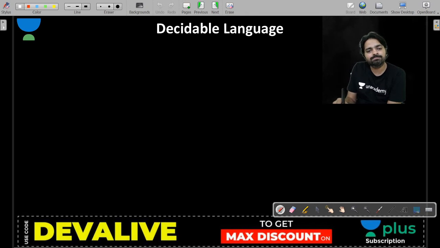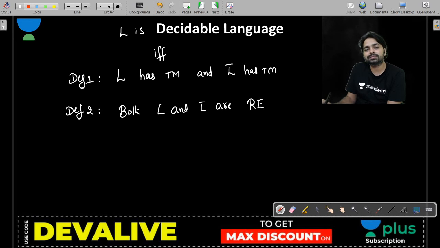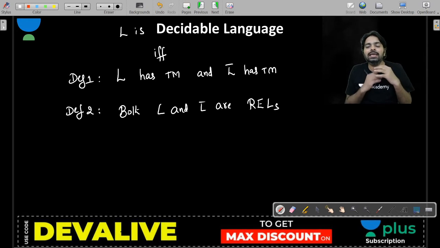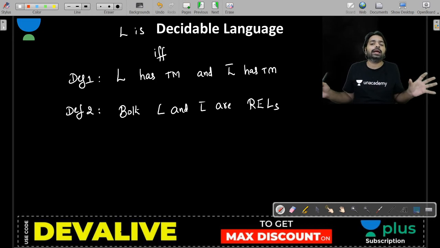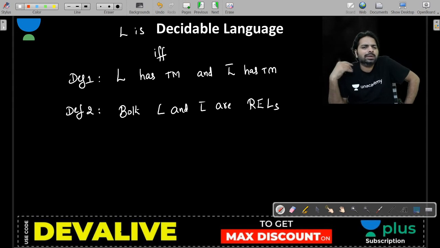Guys, L is decidable if and only if L has a TM and L complement also has a TM. This is the one definition I am giving first. You can also write another definition: both L and L complement are RE languages. If you want to say L is recursive, you have to show L is RE and L complement is also RE. If L and L complement both are inside RE, the only possibility is that it is recursive. Maybe it's regular, maybe CFL, doesn't matter, but it is inside the recursive class.